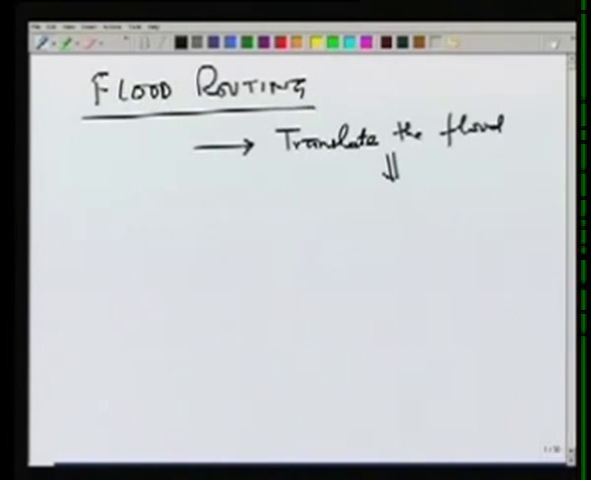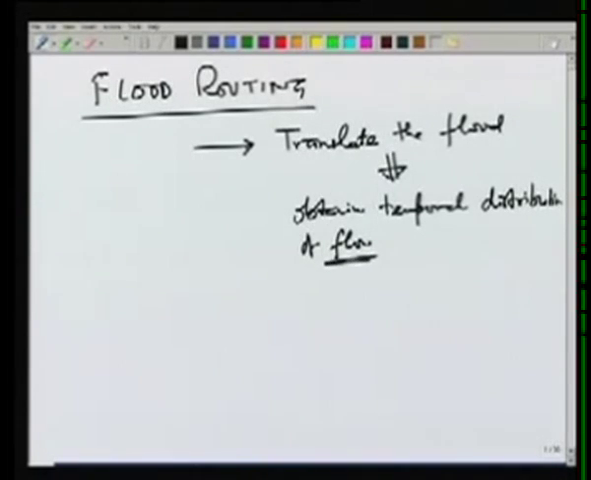So we translate the flood and obtain the temporal distribution, how the discharge is changing with time, of, let's say, discharge flow, generally meter cube per second, at downstream points.